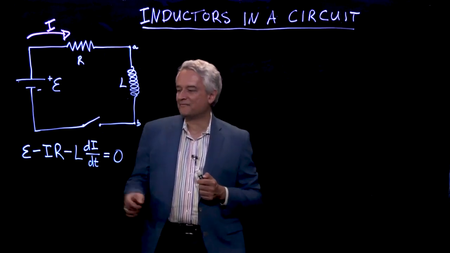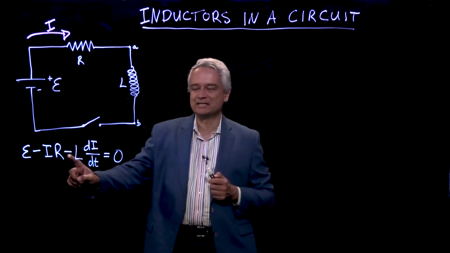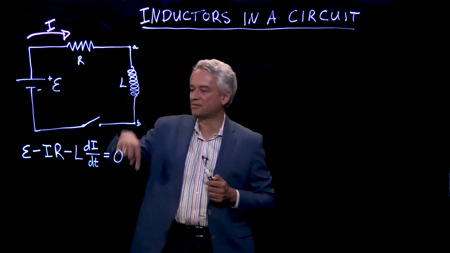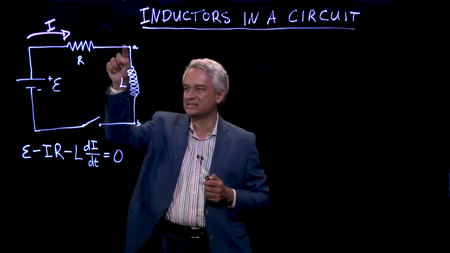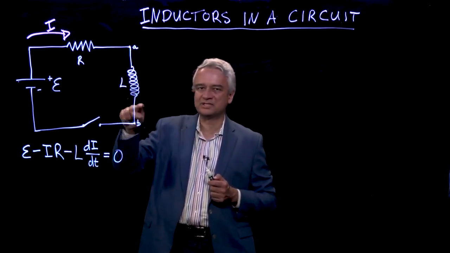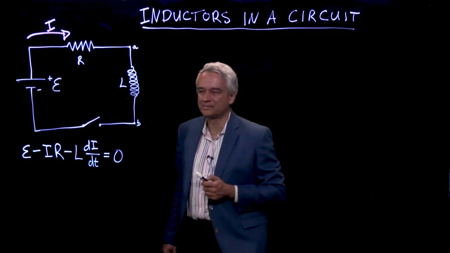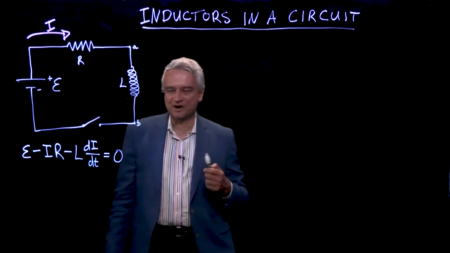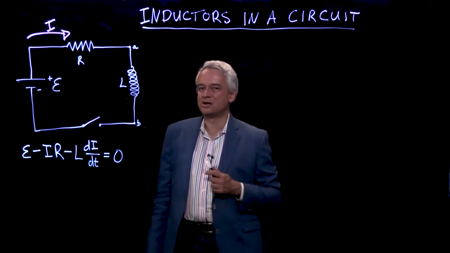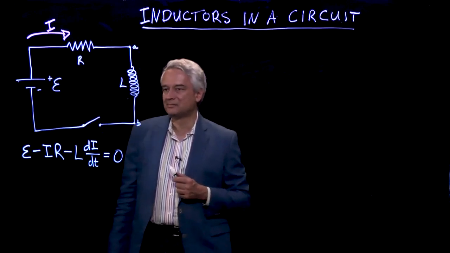And that fighting against the change aspect was this minus sign. It's the fact that when we walked our way around the circuit, we got minus L di/dt when we traversed this circuit element in the direction of the current. The physics of that is Faraday's law. In fact, it's the Lenz's law sign in Faraday's law.